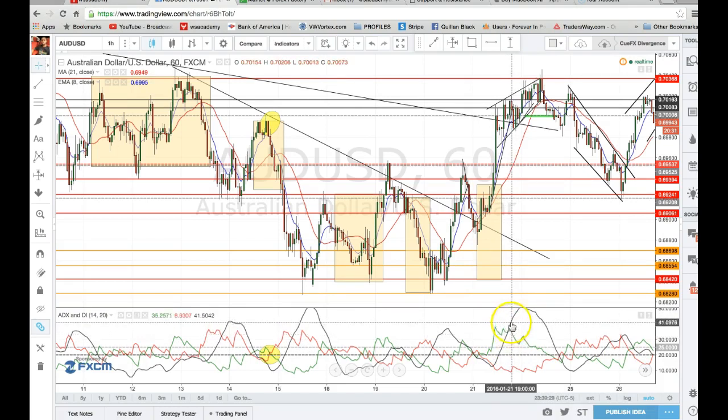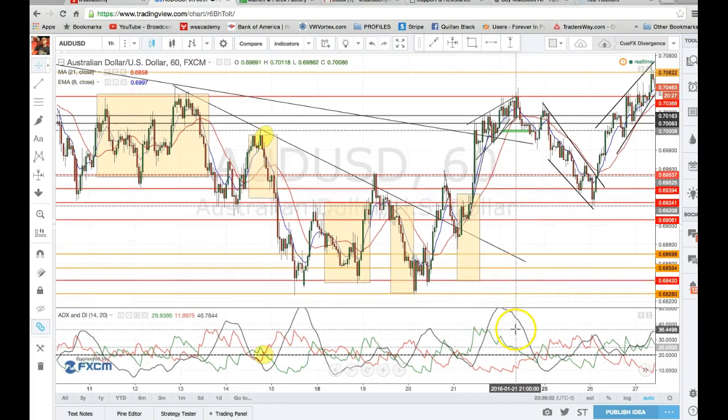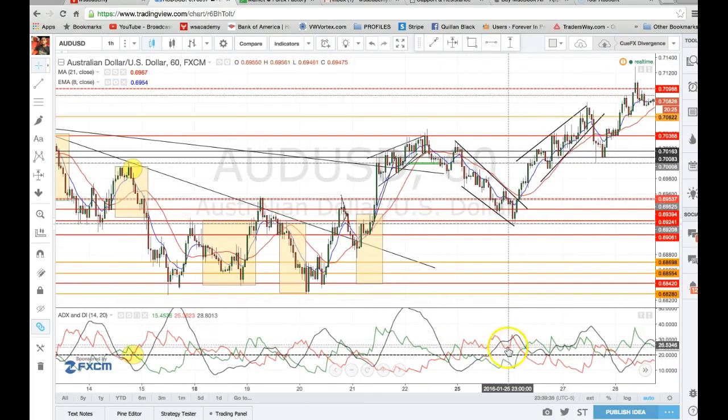So when this and this are over the 25, it's a bullish trending market. Whenever it's not, as with right here, this whole time the D negative line was over the 25 and over the 20. That's why right here it was a bearish market.